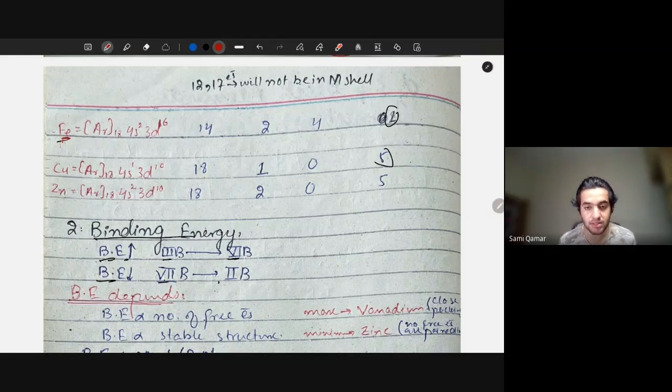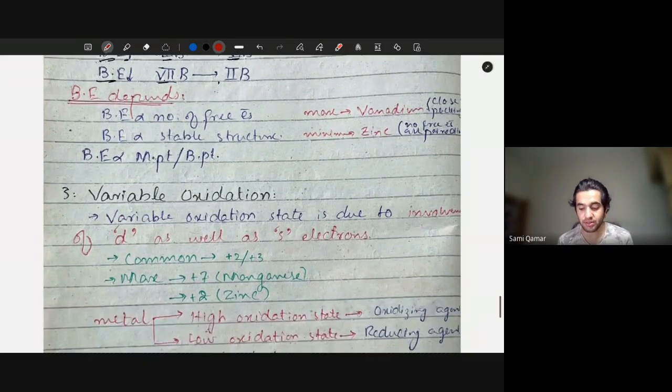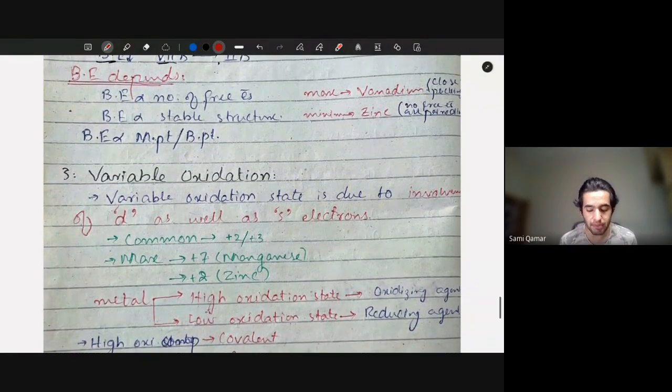Pairing has started. One pair is there. So it means that now binding energy will decrease because bonding will decrease. I hope you're understanding. Up till zinc, it will be least. Anyway, it's pretty easy, it's not hard. Binding energy depends on the number of free electrons. Binding energy is directly proportional to stable structure. Binding energy is directly proportional to melting point and boiling point. So the more the binding energy, the higher the melting point and boiling point.